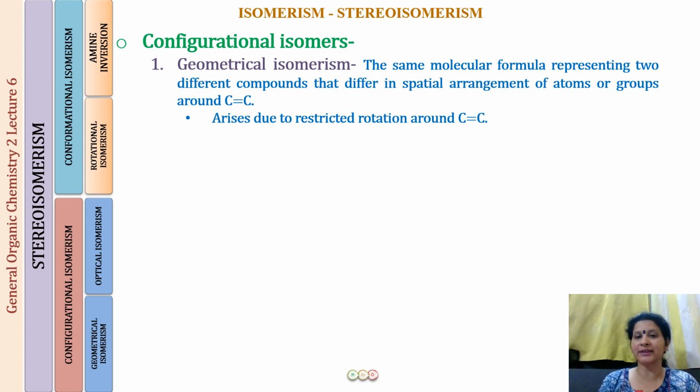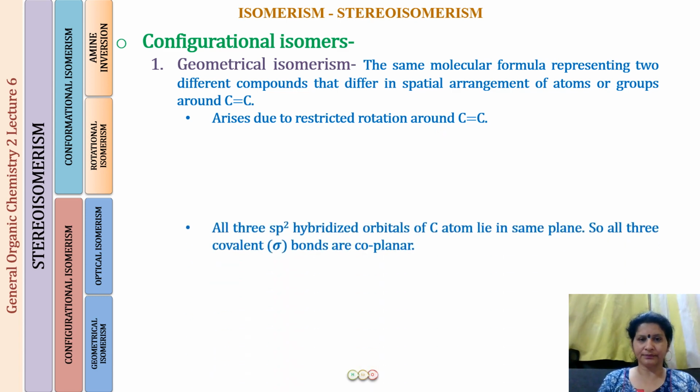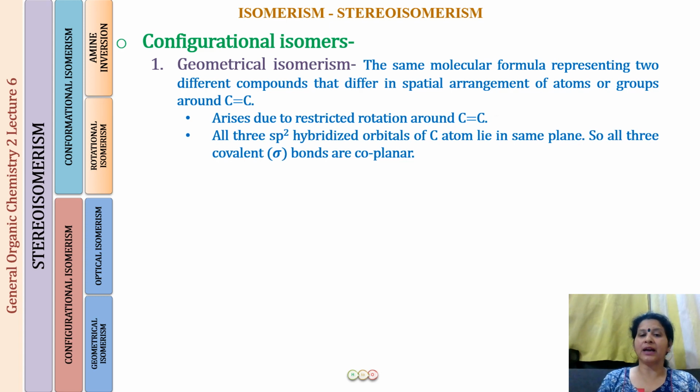Now, why is this so? Let us understand this also. When we have a carbon-carbon double bond, let me draw. For example, we have ethene. So this would be my structure for ethene.